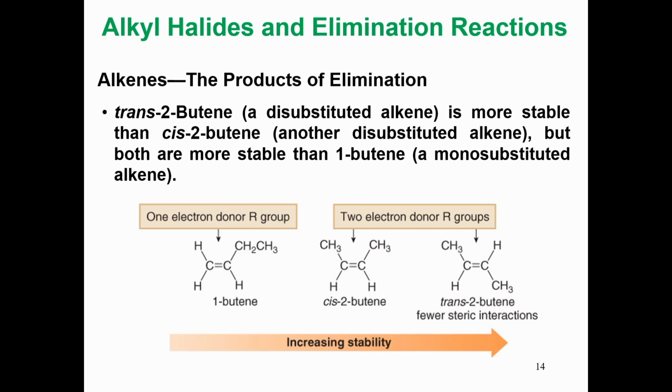This is the reason why monosubstituted butene is not as stable as disubstituted. And in the disubstituted case, cis is less stable than trans. So stability increases from mono to cis to trans, because in trans there are fewer steric interactions. Trans is more stable than cis.